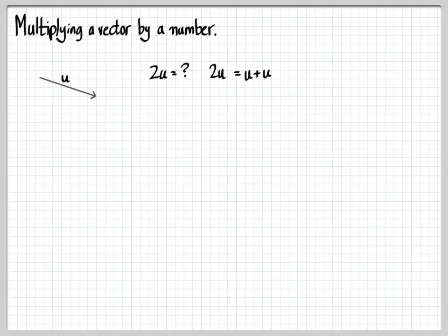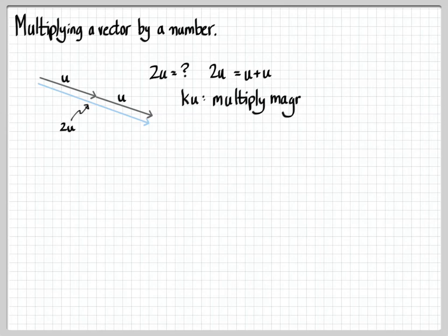And we know how to do u plus u. You just do u, and then you add another copy of it to the end. And then this resulting vector is what's called 2u. So it just doubles the length of u. It goes all the way from there to there, leaving the direction unchanged.